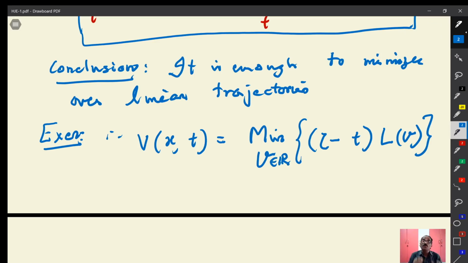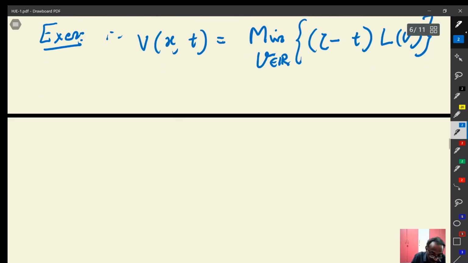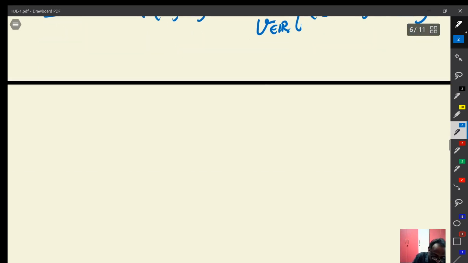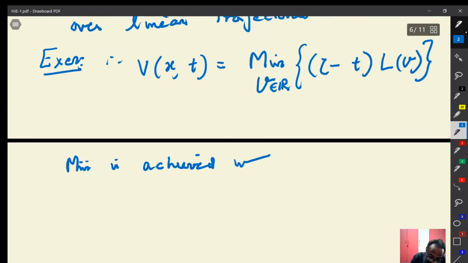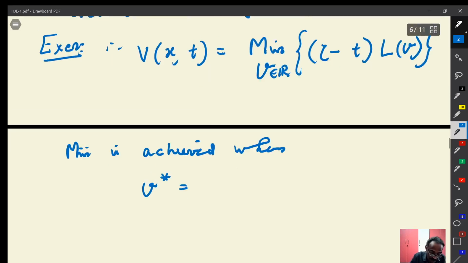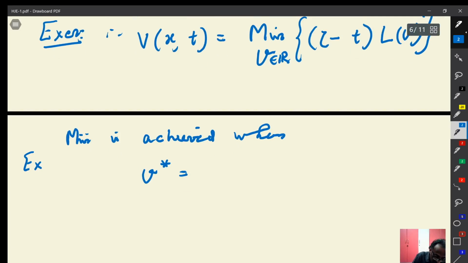And you know how to minimize over a real line: you look at its derivative, and then you can see that the minimum is achieved. So minimum is achieved when V star is equal to, you can prove where the minimum. So you solve this problem. These are all part of the exercise, because we will not have time to do all the exercise. Minimum achieved, you compute the derivative of this one with respect to V and equate, and that depends on x and t, and then you have to do that.